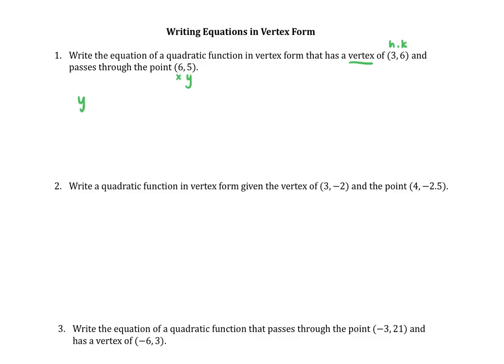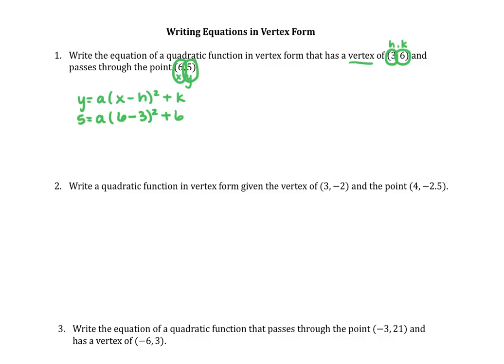Now I'm going to start with our vertex form equation. I'm just copying the form down, and then I'm going to plug in the values that I know. So I know that y, I just said, was 5. I do not know a, so I'm going to leave a alone. x, I know, is 6, minus h, I know, is 3, squared, and k, I know, is 6. So now I have this equation.